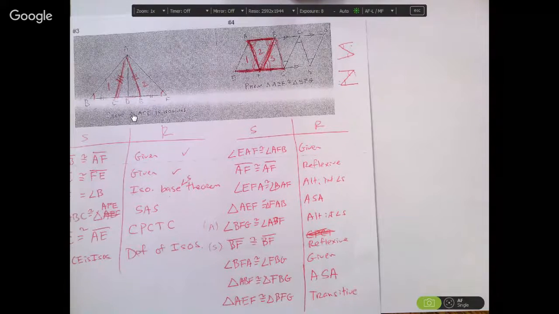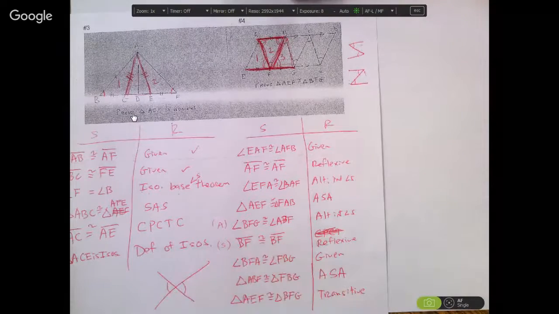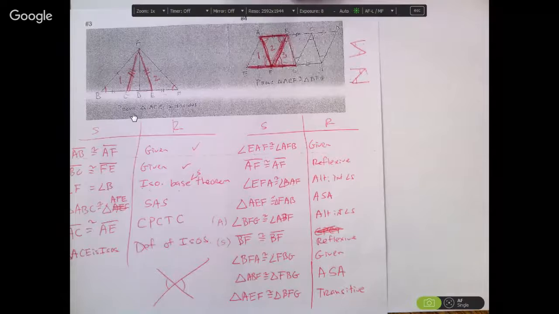Do you also use vertical angles for BFG and AFE? Vertical angles is when you have an X. Vertical angles is like that. Oh, so you can have a straight line in there? Those would be supplementary angles.